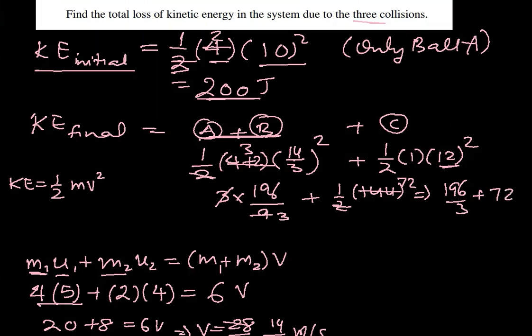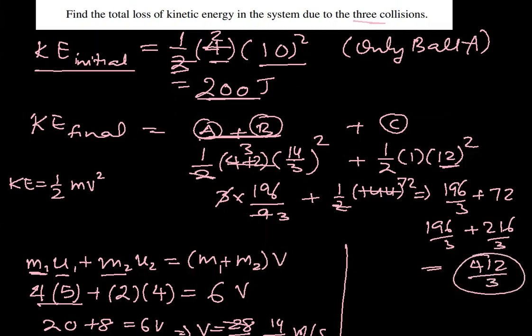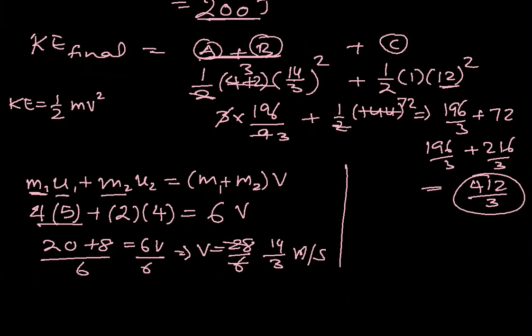Okay, so shall we do it? Yes, let's do it. 196 over 3, and that will be 216 over 3. That comes out to be how much? 6 plus 6 is 12, 9 plus 1, 10 plus 1, 11, 2 plus 2, 4. 412 over 3. This is the new kinetic energy, total kinetic energy of three bodies.